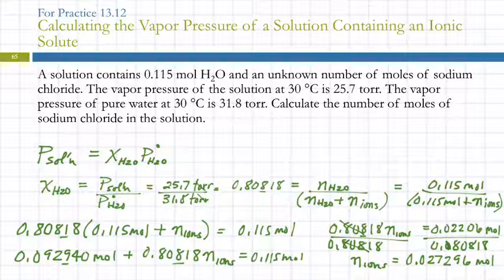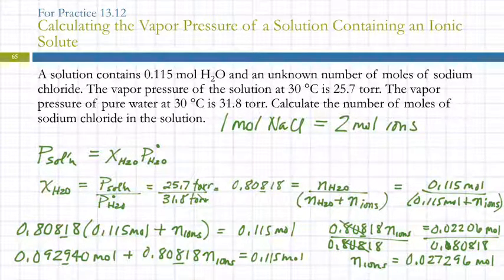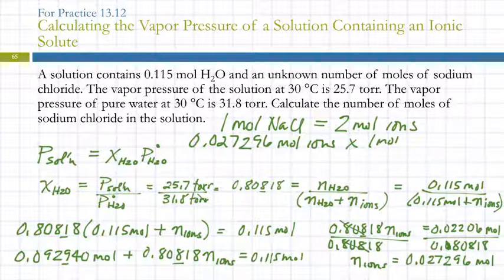So you can think about it, or you can do it like this. 1 mole sodium chloride equals 2 moles of ions. And you could use that as a conversion factor. So you've got your 0.0272996 moles of ions times 1 mole of sodium chloride per 2 moles of ions. Now you don't have to write it out, but this is one of those things, it's really easy to get it backwards.